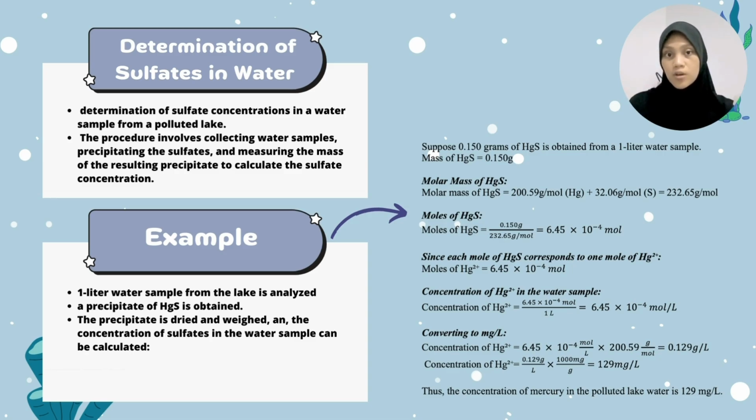Since each mole of HgS corresponds to 1 mole of Hg2+, the moles of Hg2+ are the same. The concentration of Hg2+ in the water sample is then 6.45 times 10 to the power of negative 4 mole per liter. To express the concentration in mg per L, we convert the molar concentration of Hg2+ to a mass concentration, multiplying the molar concentration 6.45 times 10 to the power of negative 4 mole per L by the molar mass of mercury, which is 200.59 grams per mole, giving us 0.129 grams per L. Converting this to mg per L by multiplying by 1000, we get 129 mg per L. Thus, the concentration of mercury in the polluted lake water is 129 mg per L.